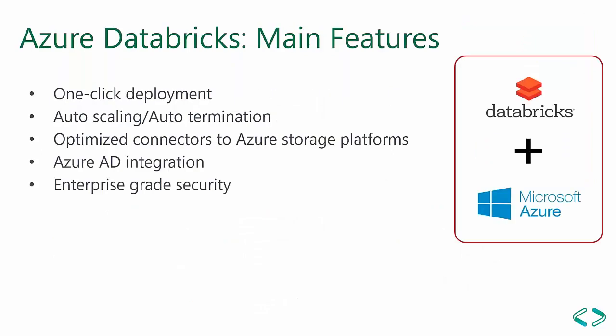So let's talk about the main features, or what Microsoft added to Databricks. First one is one-click deployment. Spark is a distributed cluster, but in this case you do not need to do any deployment. You do not need to maintain or do the configuration or anything. It's just a matter of a few clicks and your cluster will be up and running in the cloud. Other one is auto scaling and auto termination. I will cover this in detail in the next few slides, so I'm not going to talk about that one.